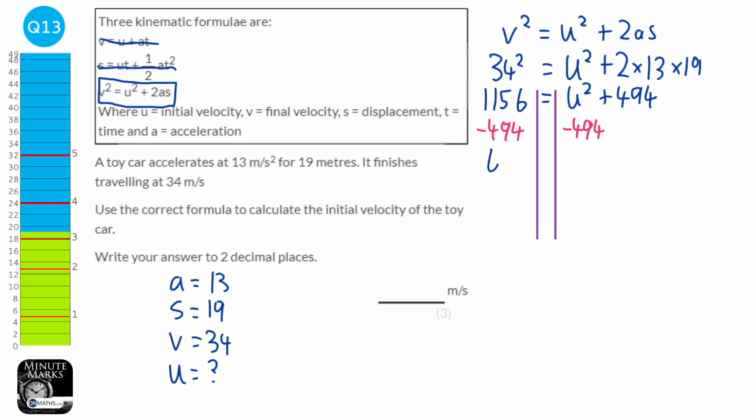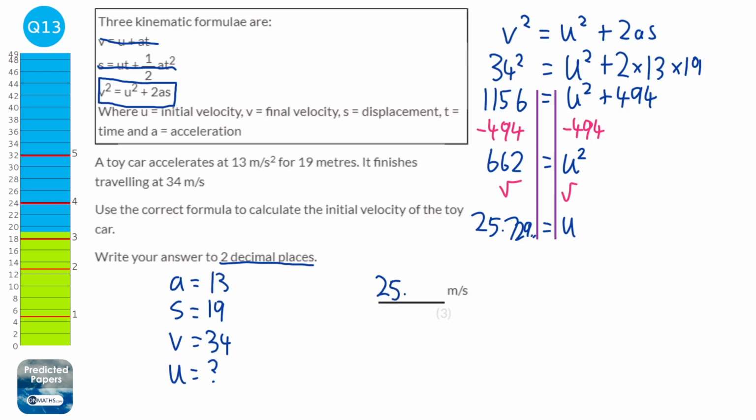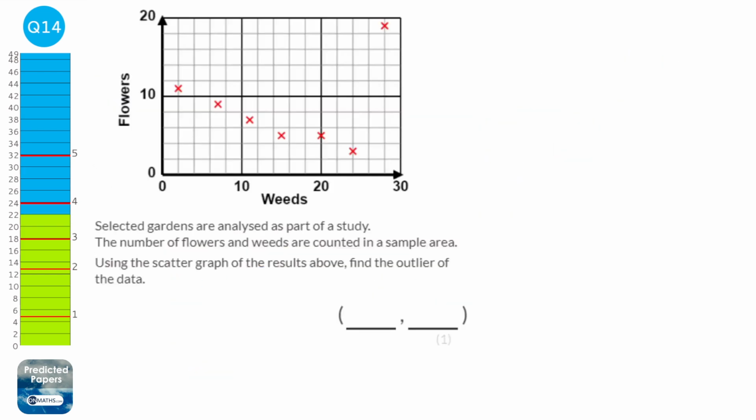And so we're left with 662 equals u squared. Then we're just going to square root both sides. And so the square root of that is going to be 25.729... and it wants it to 2 decimal places, so it's going to be 25.73.